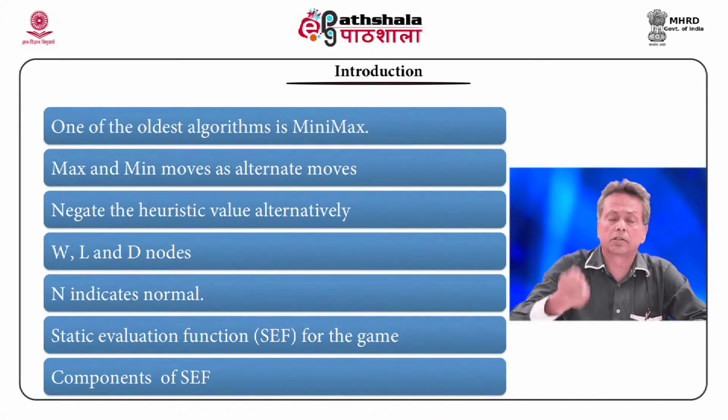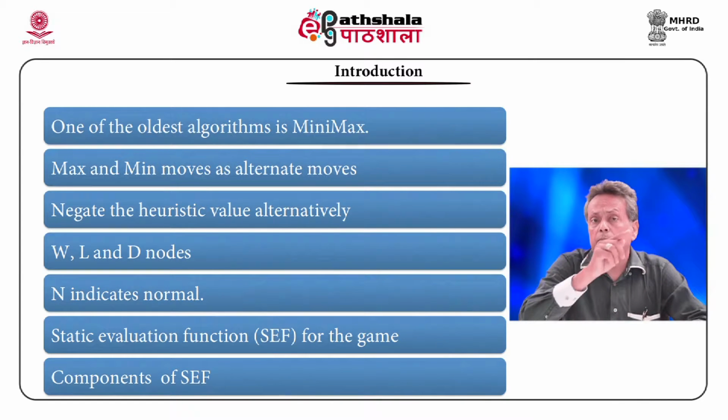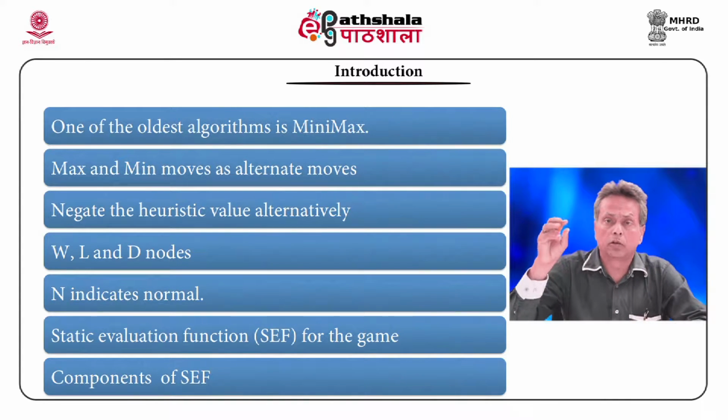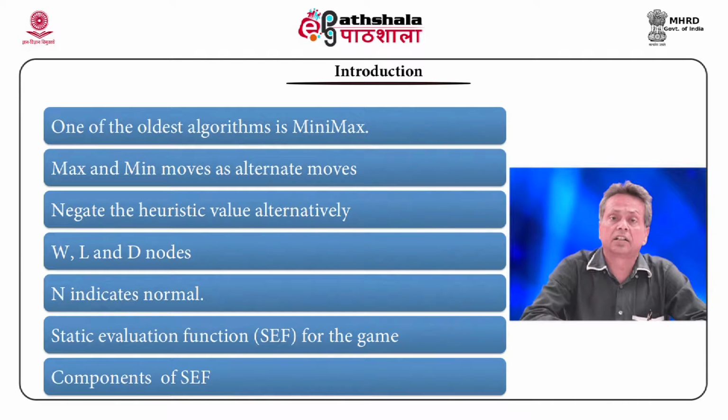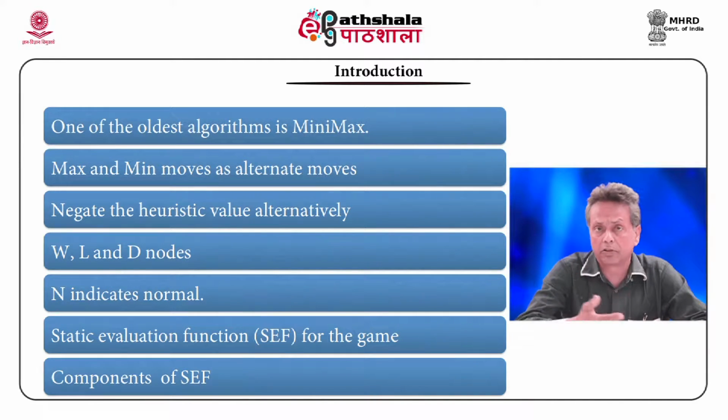Remember the heuristic value, the static evaluation function value. The maximizing layer will pick up a node with the maximum value, and the minimizing layer will pick up the node with the minimum value. Why that static evaluation function is needed and all that we will be looking at in this particular module.